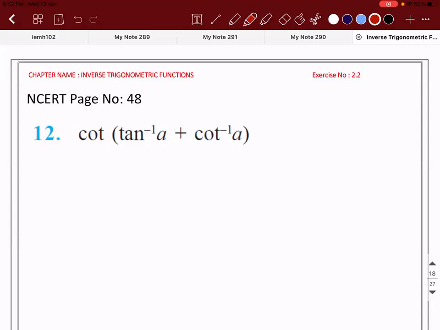One step. Tan inverse A plus cot inverse pi by 2. Cot pi by 2. What is cot pi by 2? 0. Tan pi by 2 is infinity. Cot pi by 2 is 0. Okay. Next.